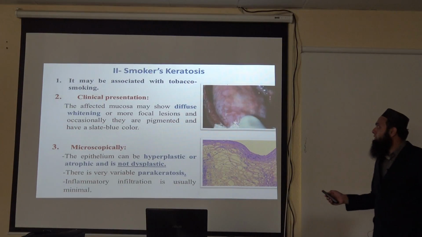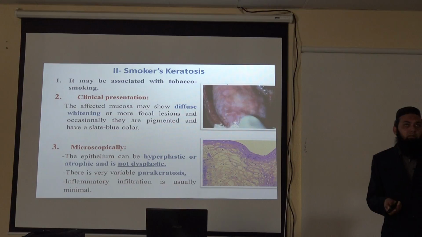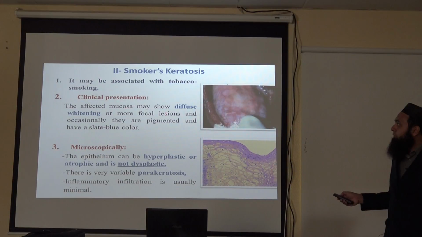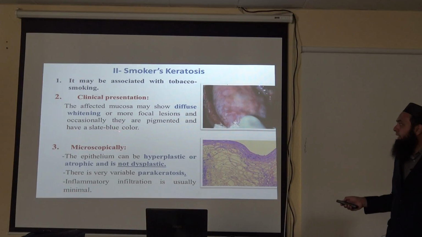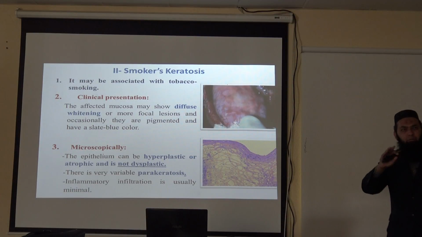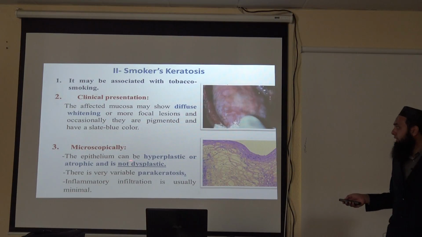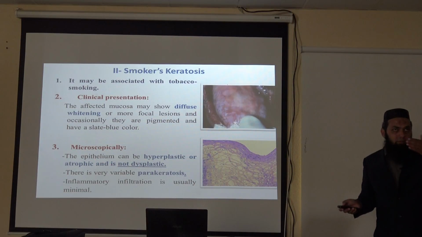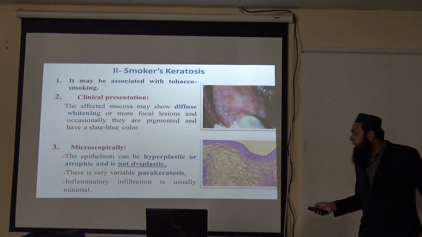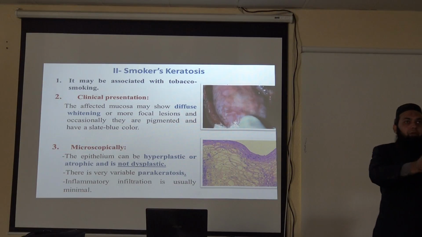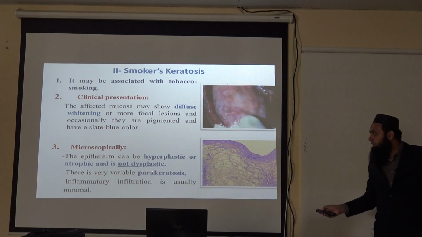Next one, smoker's keratosis. As the name suggests, it is frequent in smokers, and the affected mucosa may show diffuse whitening or focal lesions, and occasionally is pigmented with a slate blue color. So white to little bluish color is there in the oral cavity, over the tongue, usually seen in smokers. Microscopically, what will you see if you take a section? The epithelium can be hyperplastic or atrophic. Both can be possible, but it's not dysplastic.